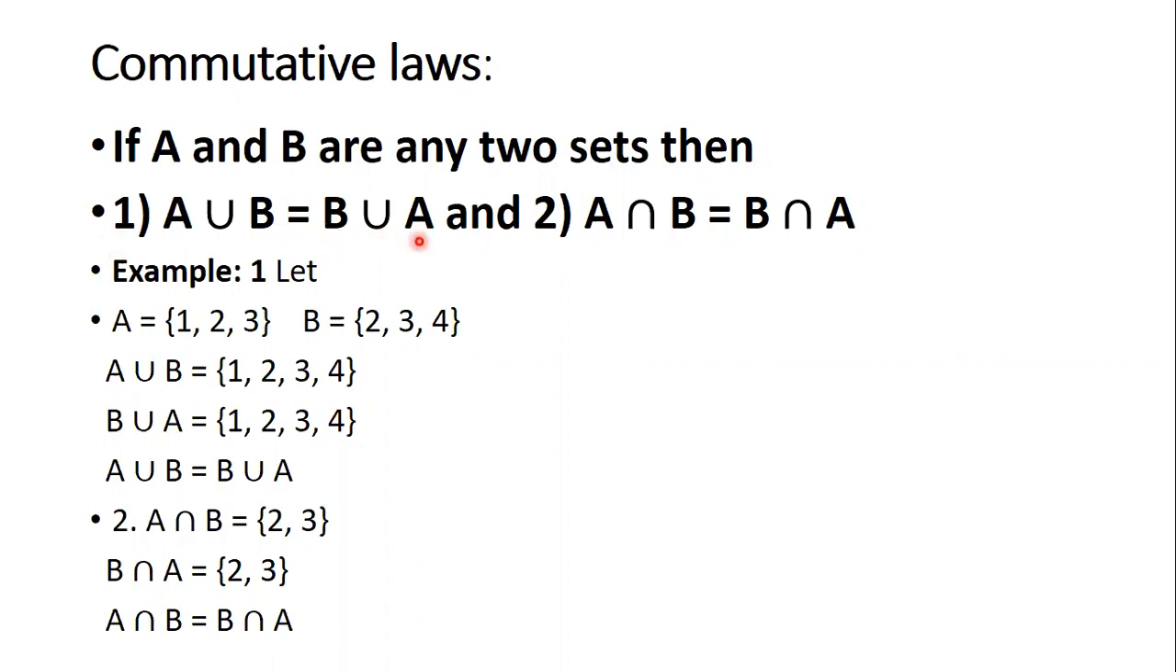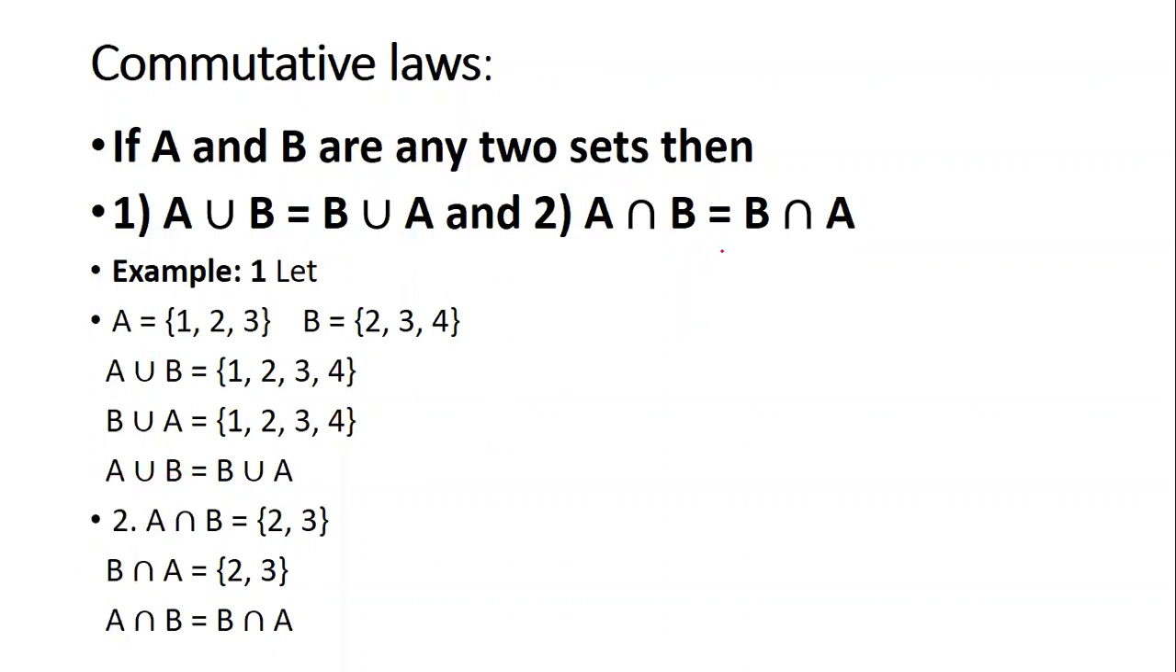So what the first law is saying is, if A and B are any two sets, and we find A union B, and we also find B union A, both the answers will be the same. So let us verify if it really will be the same or not. Now let's use this example here.